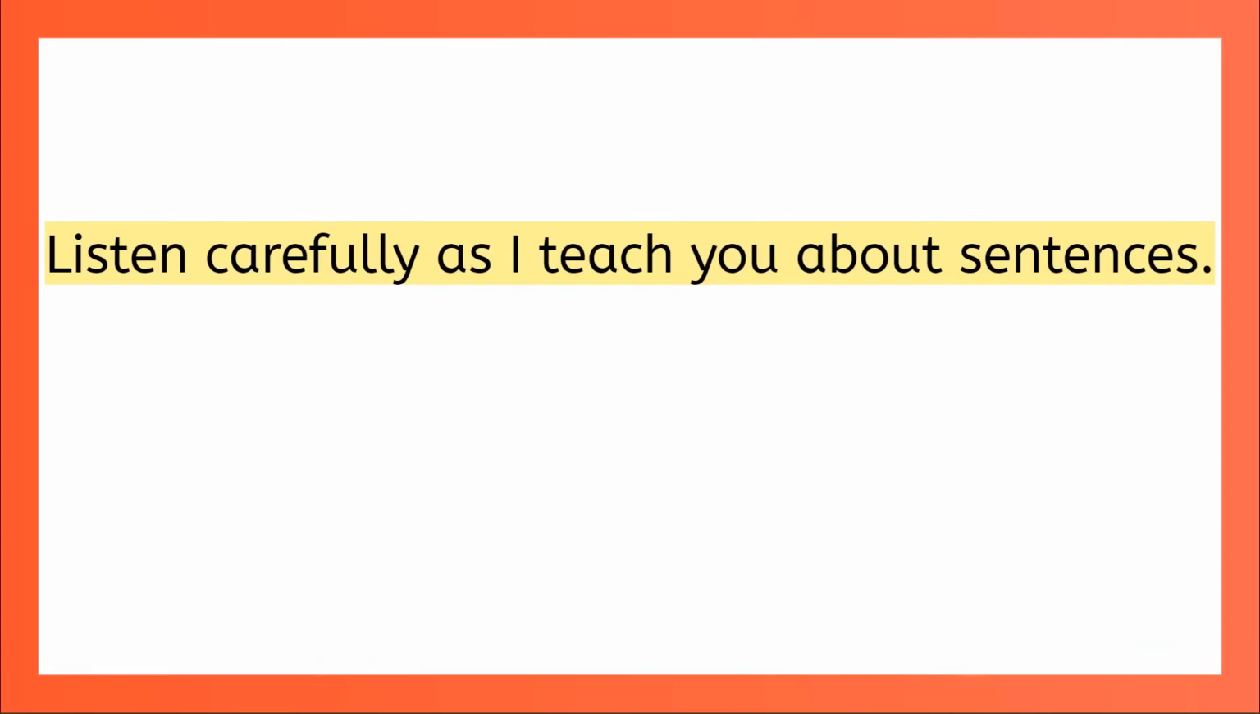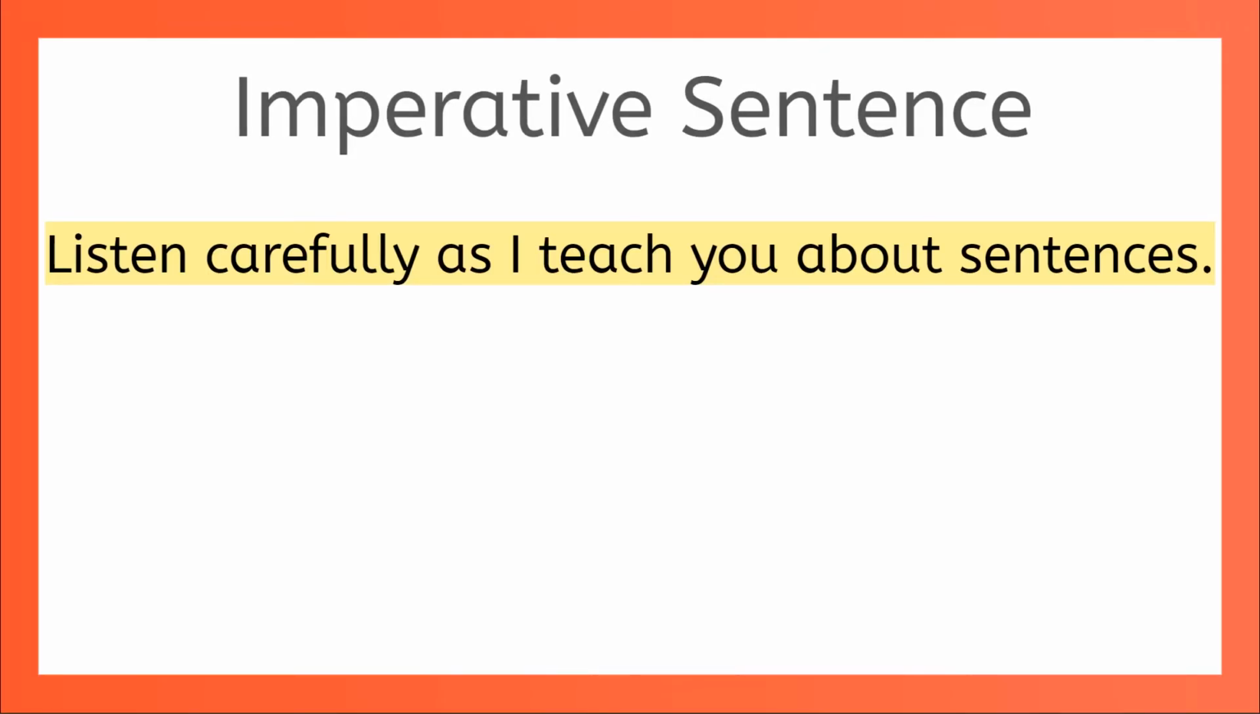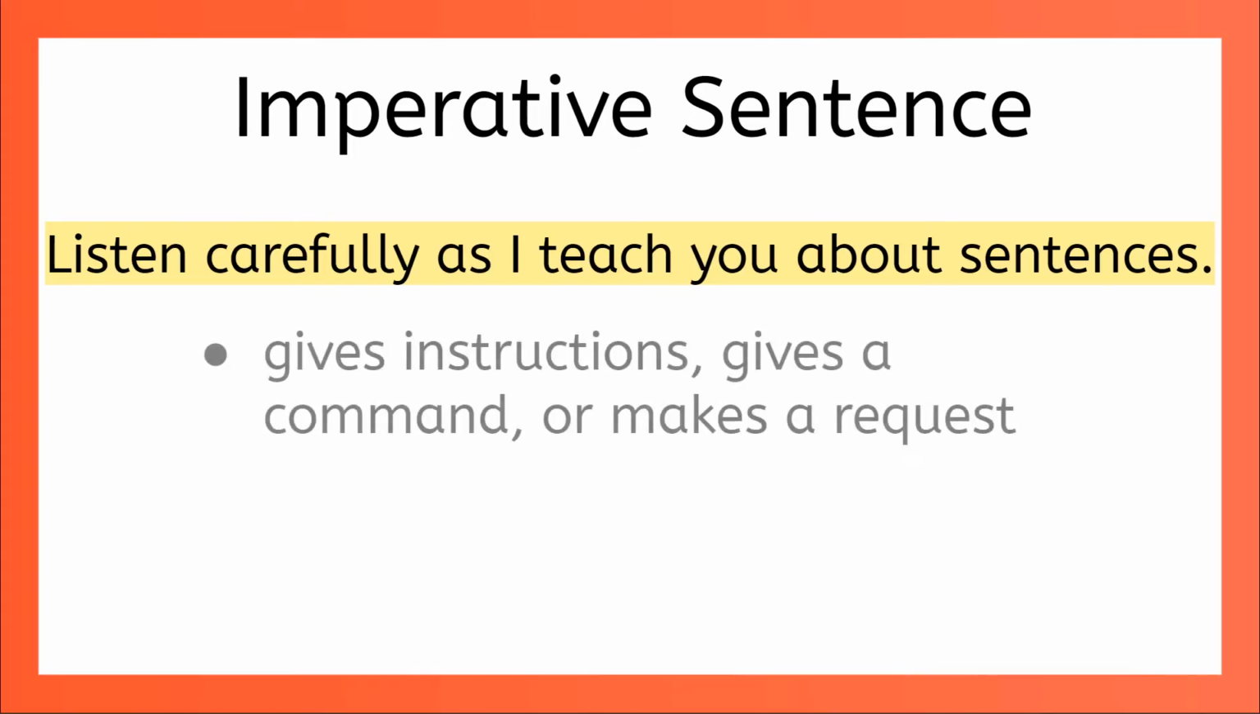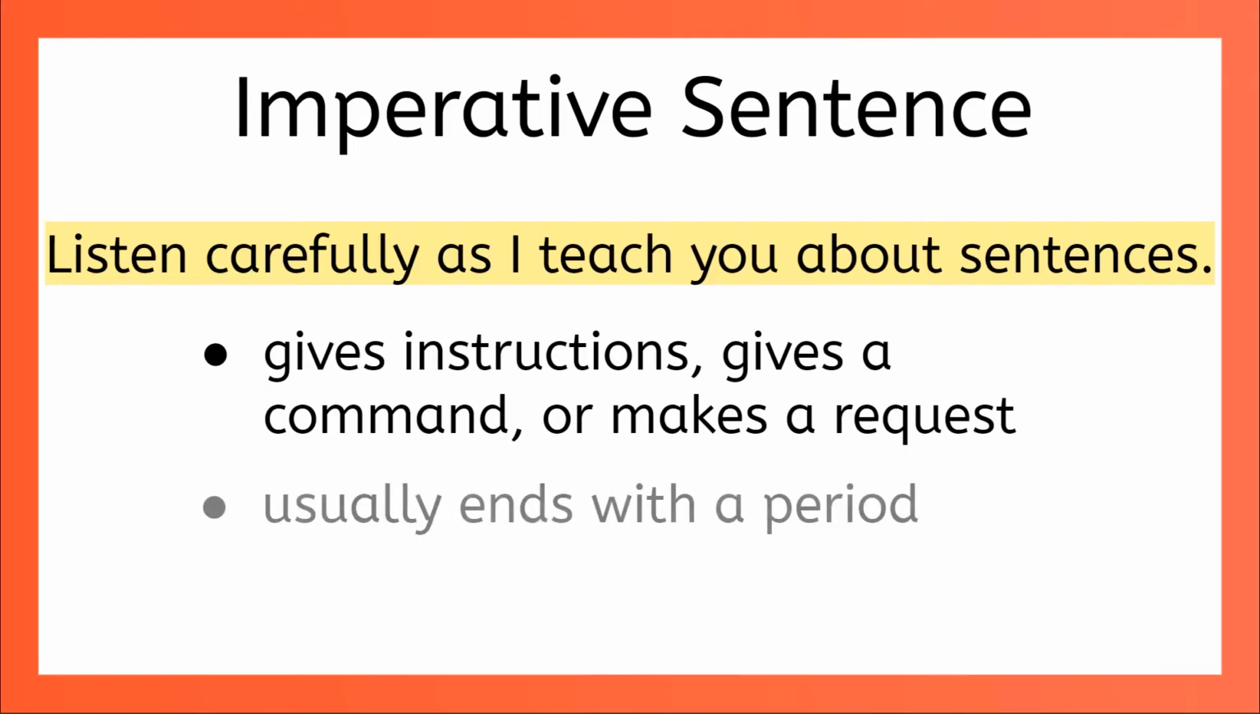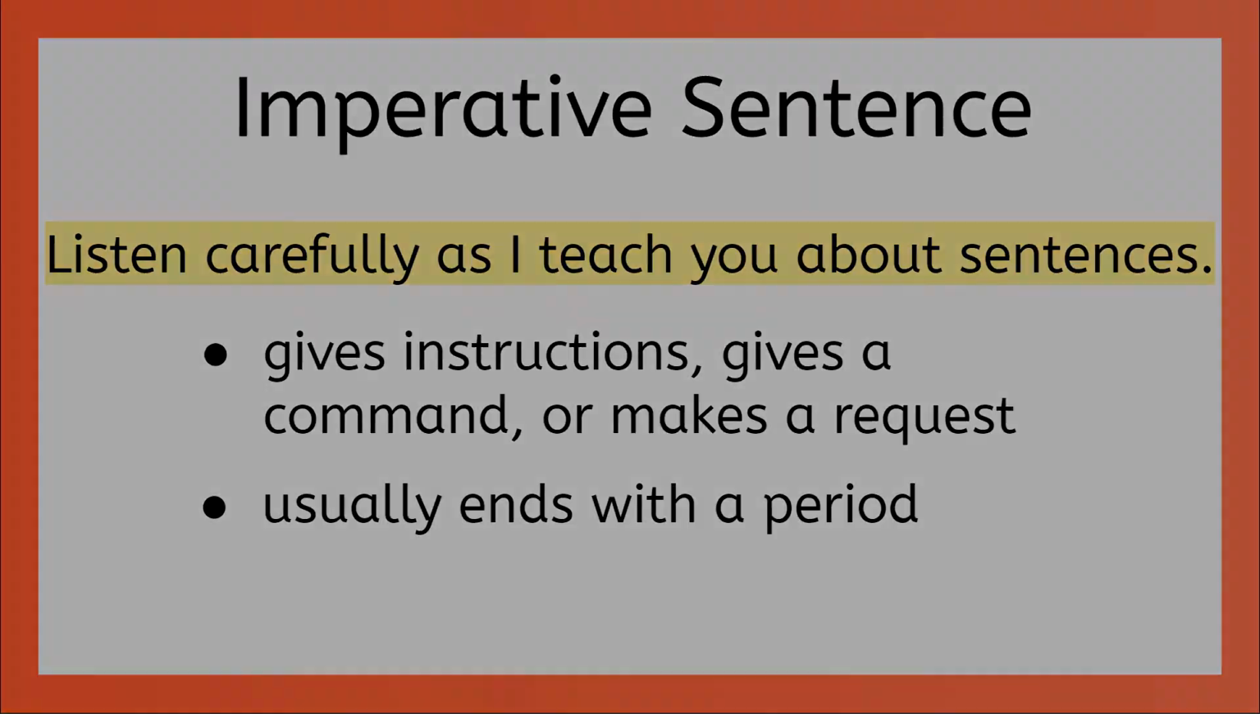Let's start at the top. Listen carefully as I teach you about sentences. This sentence begins by giving a direction or telling the listener to do something. Sometimes this type of sentence is called a command, but the real name is an imperative sentence. An imperative sentence gives instructions, a command, or makes a request. Imperative sentences usually end with a period.